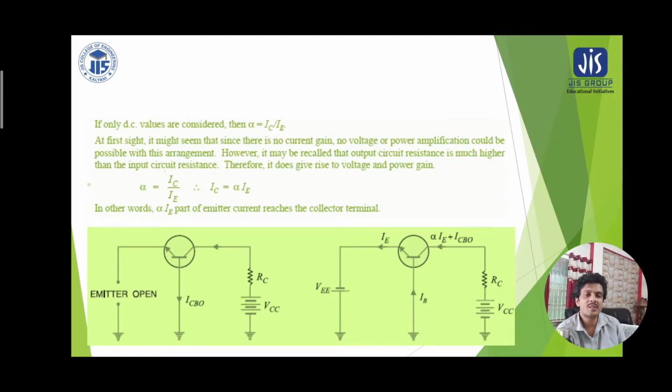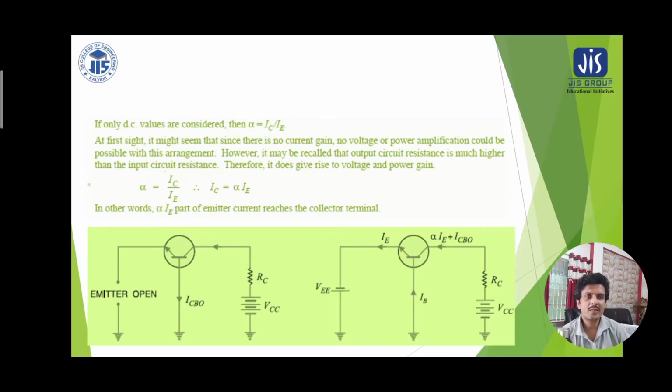ICBO is the leakage current we can find out, because in the equation of common base configuration we know IC is equal to alpha IE plus ICBO. So here if we keep our emitter terminal open, then the equation reduces to IC is equal to ICBO.